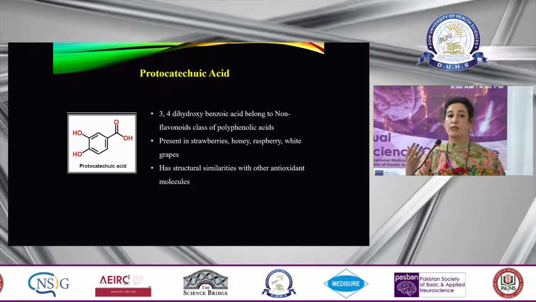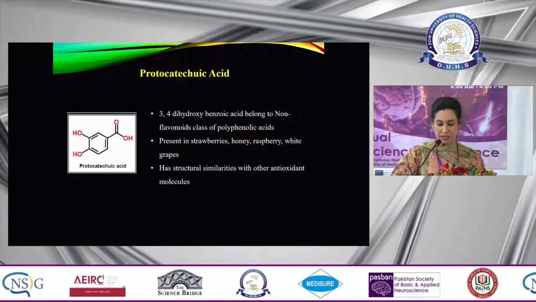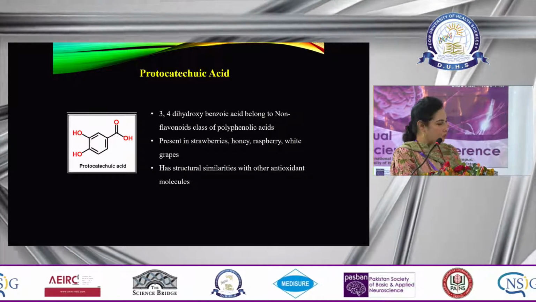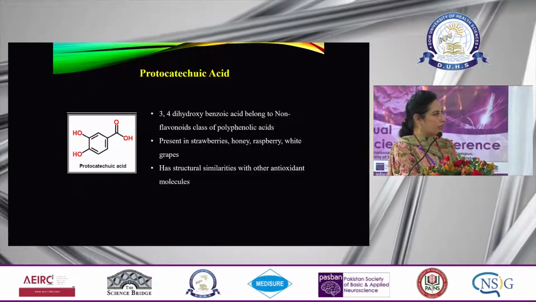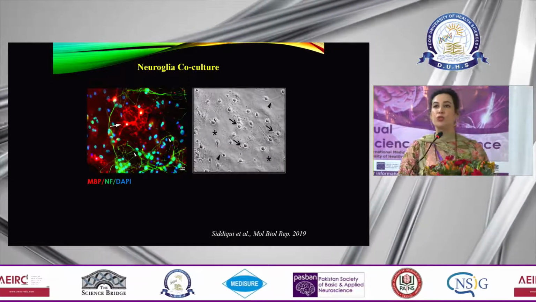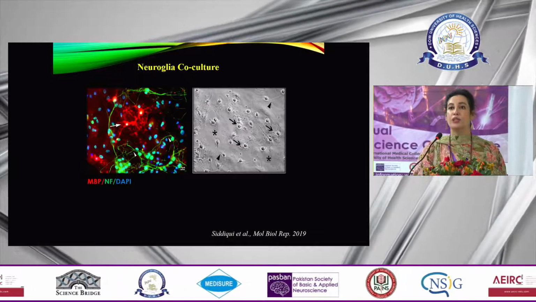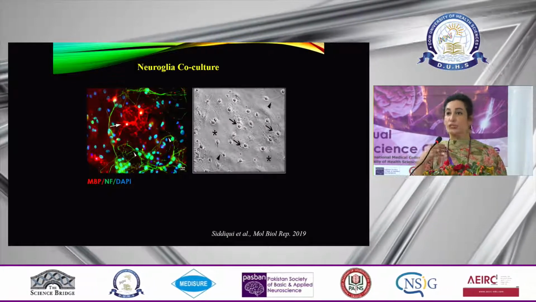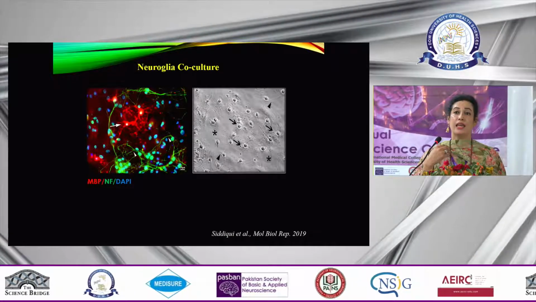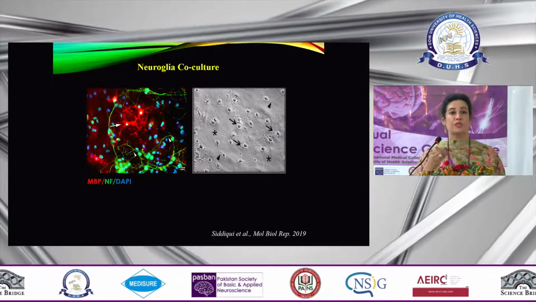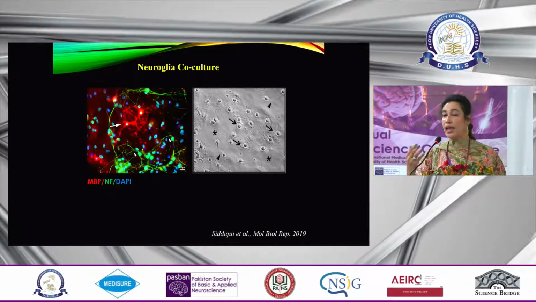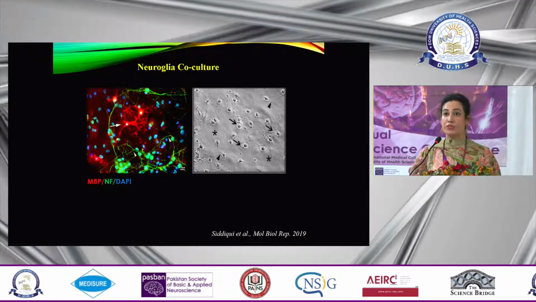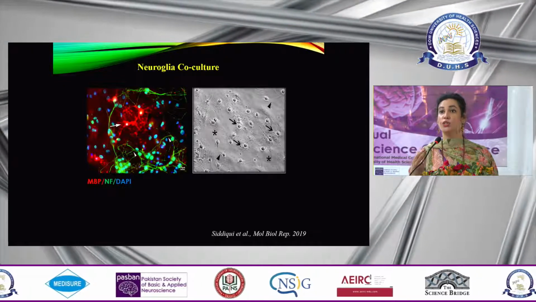So it means that it's present widely in the food substances that you usually take, and its structure resembles an antioxidant molecule. So we wanted to see whether this molecule has the ability to increase neurite outgrowth and to reduce the expression of non-permissive molecules and pro-inflammatory markers in a model of neurodegeneration.